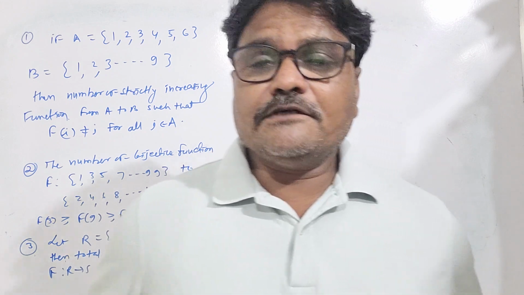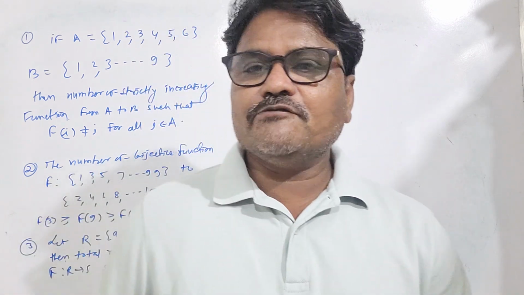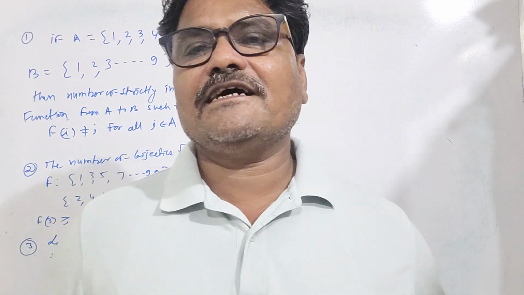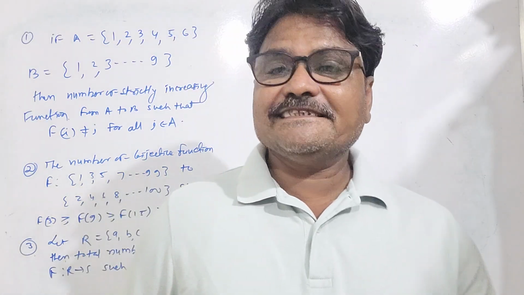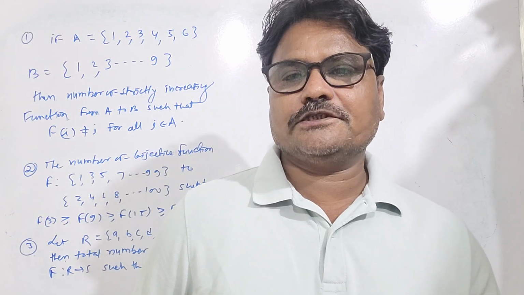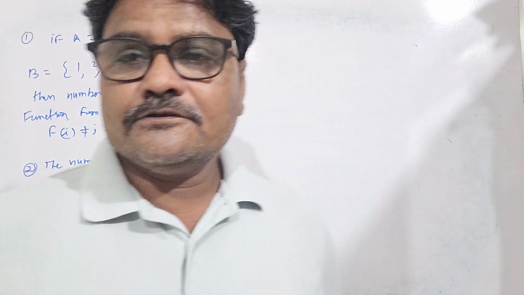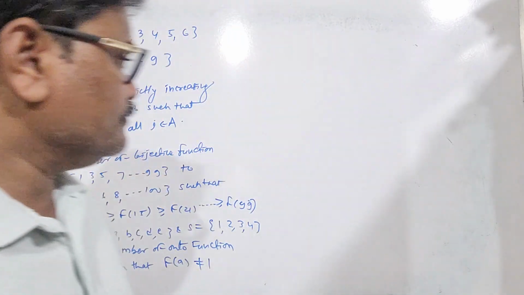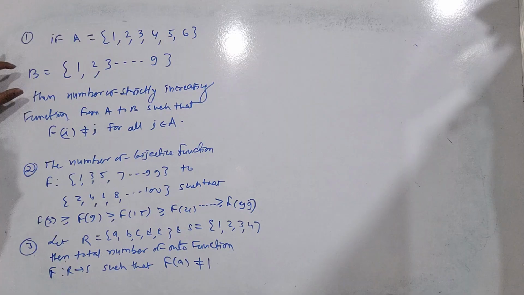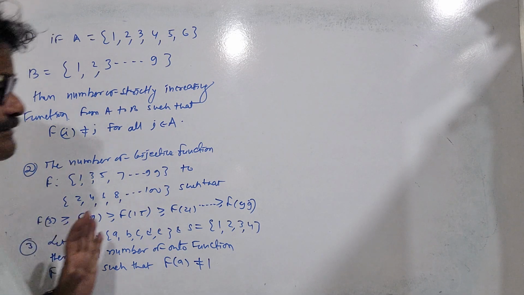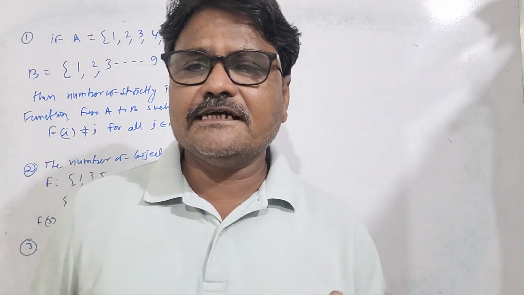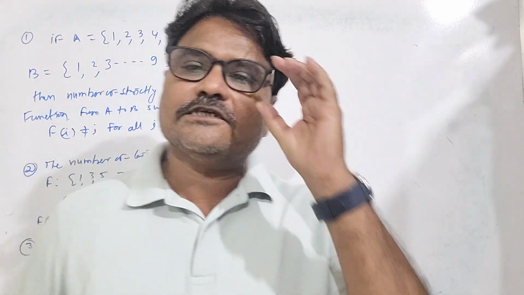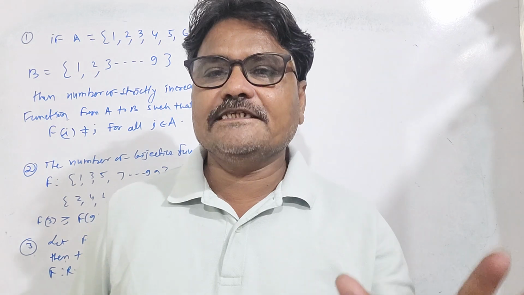But how do we find the total number of bijective functions with certain conditions, the total number of one-one functions or the total number of onto functions with certain conditions given in the question? Such types of questions are normally popular in the mains and advanced examinations. So I have taken these three examples. These are very basic examples to understand how to find the total number of one-one or onto functions with certain given conditions.